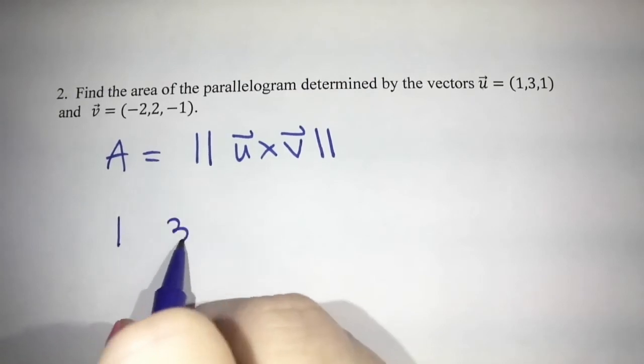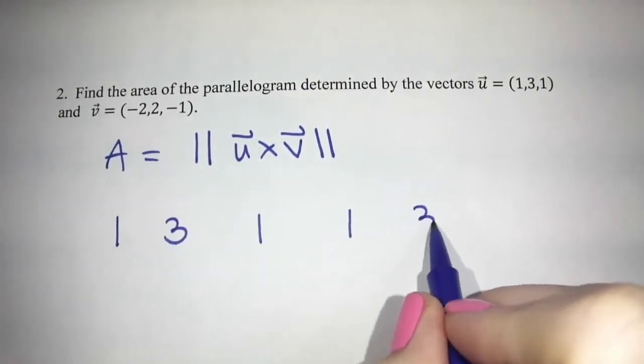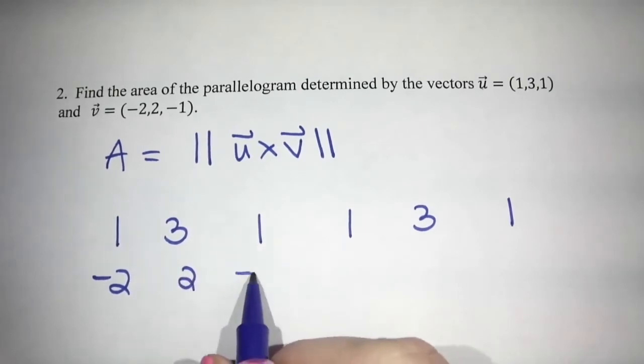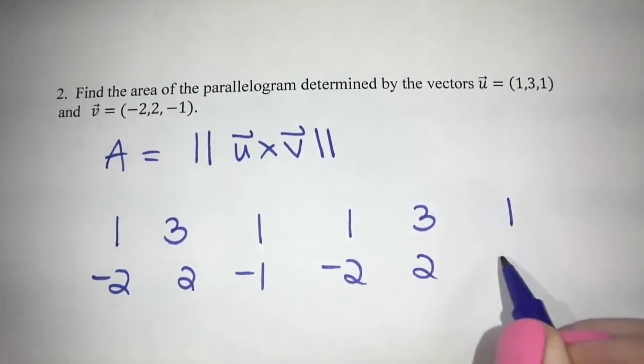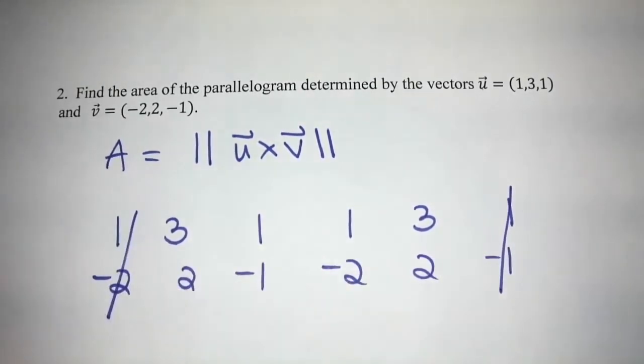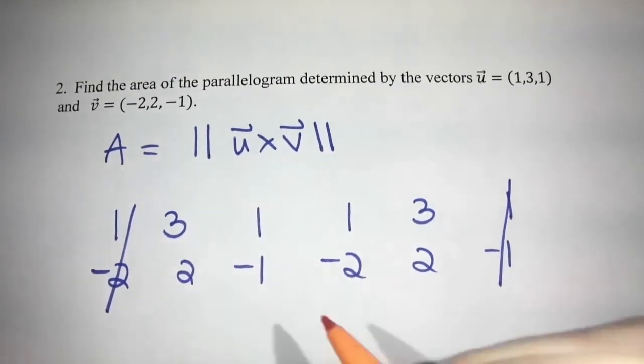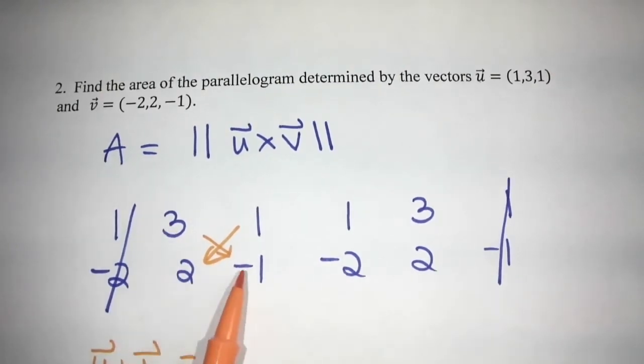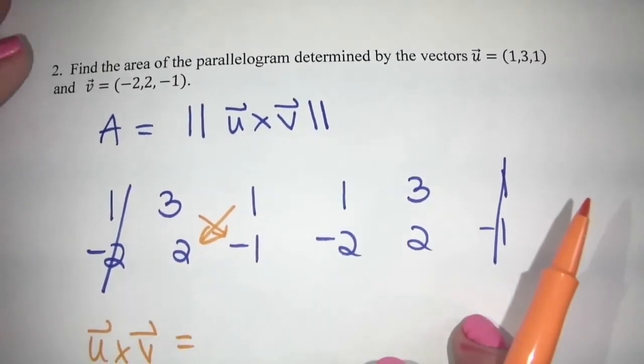So for U cross V, we have (1, 3, 1), repeated. V is (-2, 2, -1), repeated. And we're going to multiply down and right minus multiply down and left. So in the middle here we get 3 times -1, so that'll be -3.